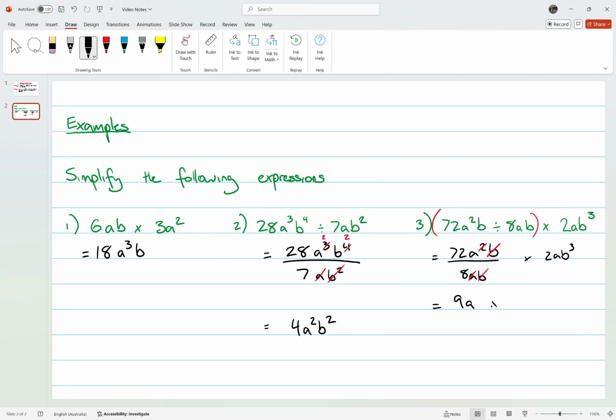And now we're going to multiply that by the 2ab cubed that was sitting at the side there. And then when we do that, as we saw with multiplication, we just multiply the two coefficients. So 9 times 2 is 18. We have 2 a's, so a squared, and we still have the 3 b's, so b cubed. And that's all there is to it.